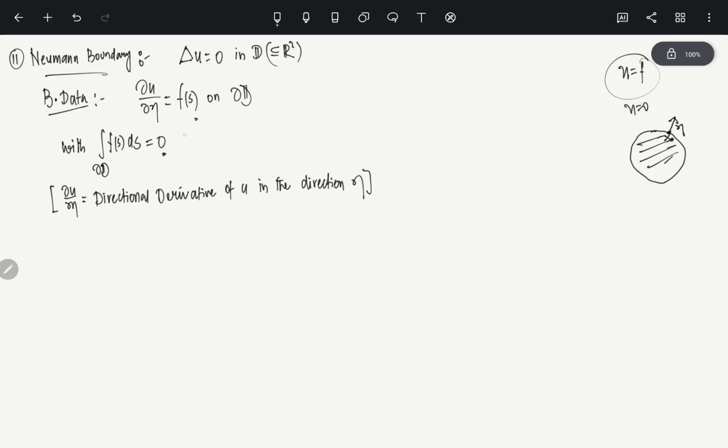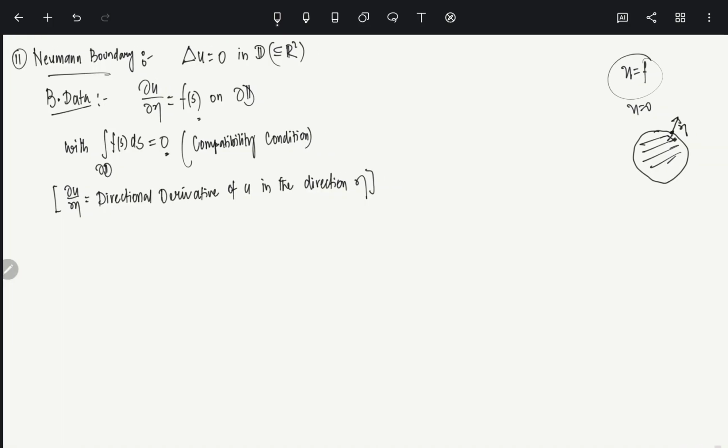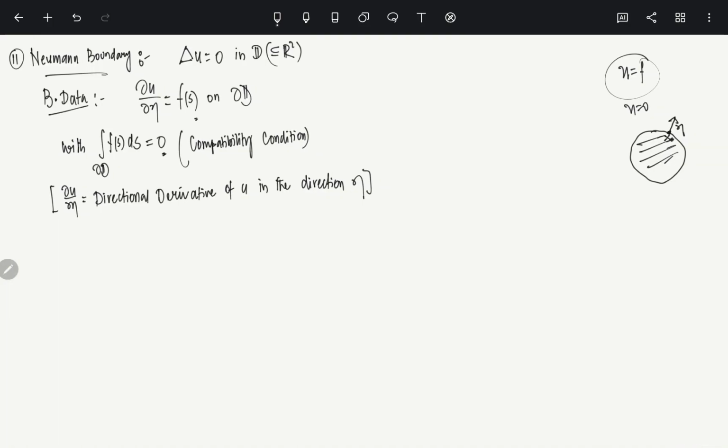And this condition is called the compatibility condition. We are not in a position right now to explain to you why we need this compatibility condition. Basically it comes from something called integration by parts, right? I will explain to you later, but for now, since we are just talking about boundaries, we are not going to talk about this compatibility condition right now, okay. But the thing is, this condition is required. Without this condition it won't work, okay?